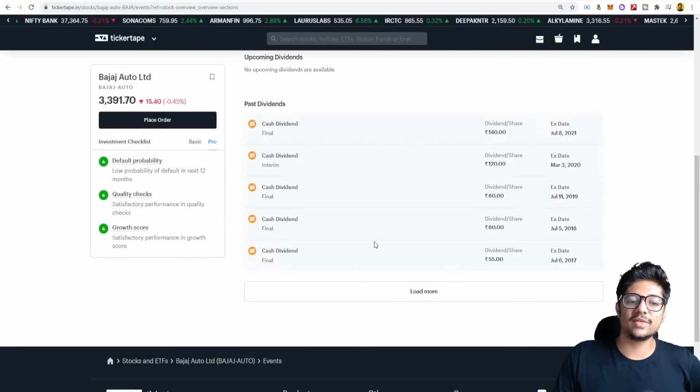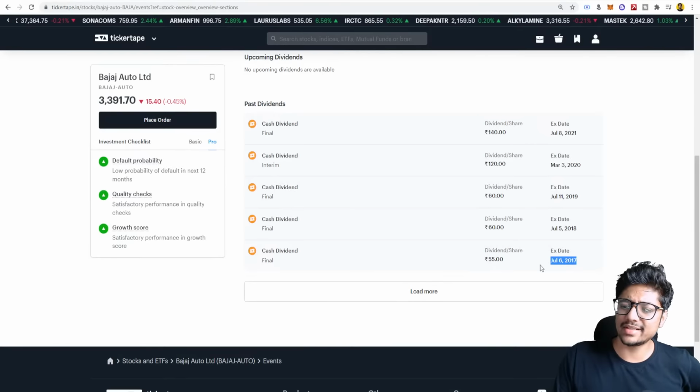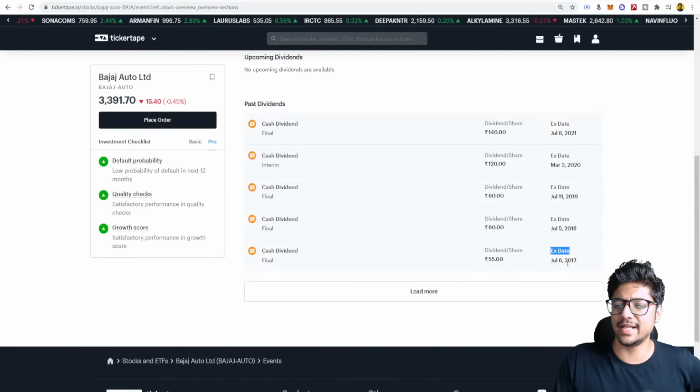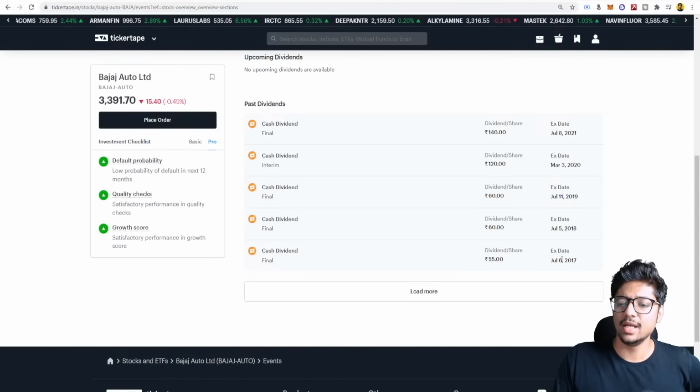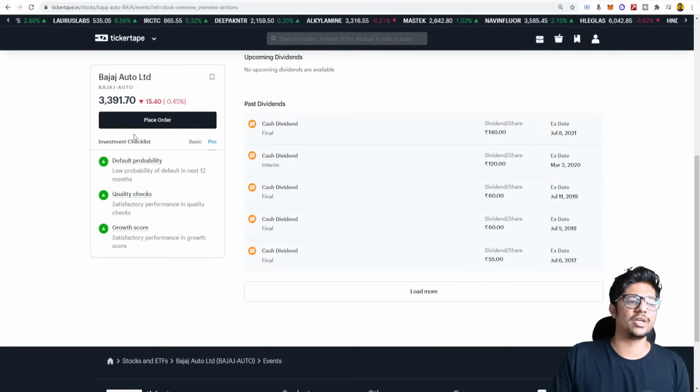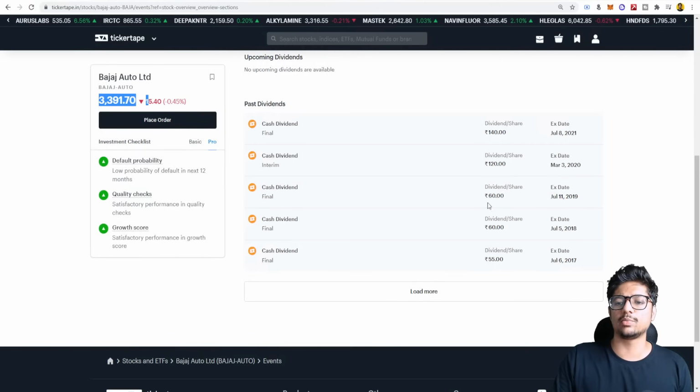Now look at the cash dividend of Bajaj Auto. In May 2017 it gave 55 rupees. The ex-date means you have to buy before this date. In 2017 it was 55 rupees, then 60 rupees, then 60 rupees in 2018 and 2019. So you can understand that for whatever shares you buy, you will get approximately 60 rupees.